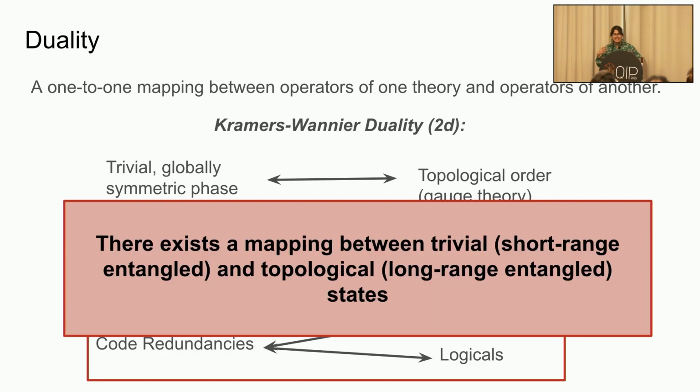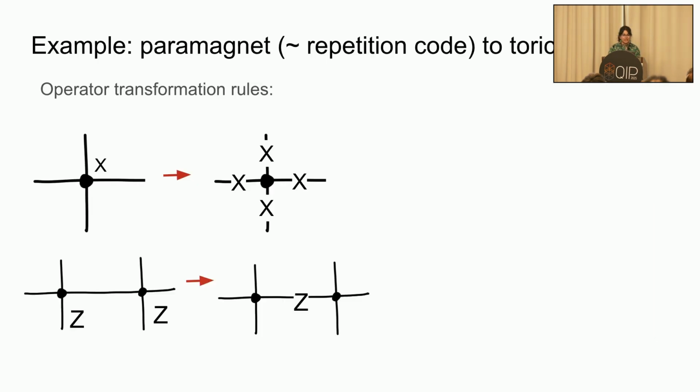But the main idea is that we have this mapping between some more trivial, short-range entangled state and this topological long-range entangled state. So as a simple example of how this works, we can consider just the usual toric code.